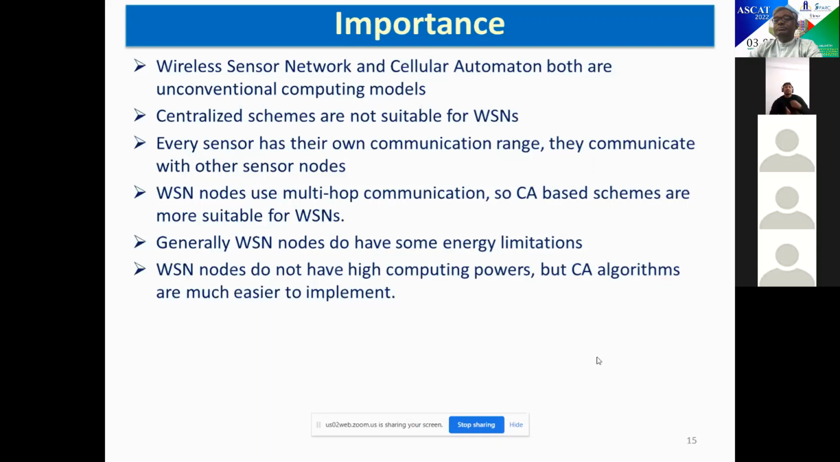I have a question, Parijat. What is the time complexity of your scheme? How much time is needed to run it?